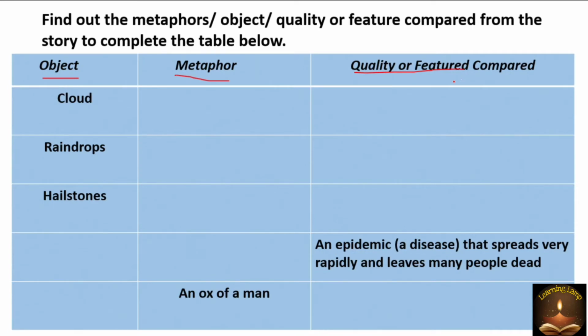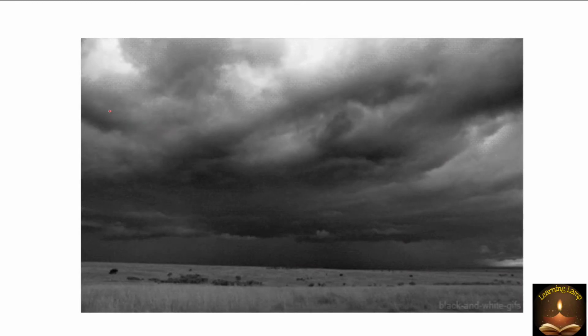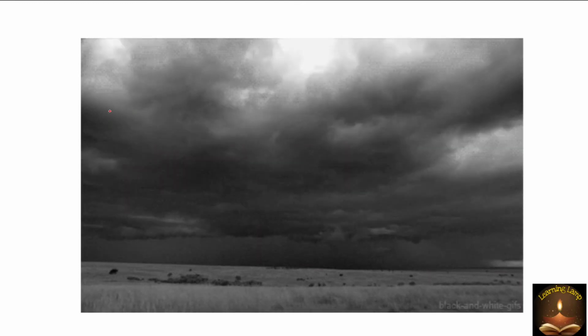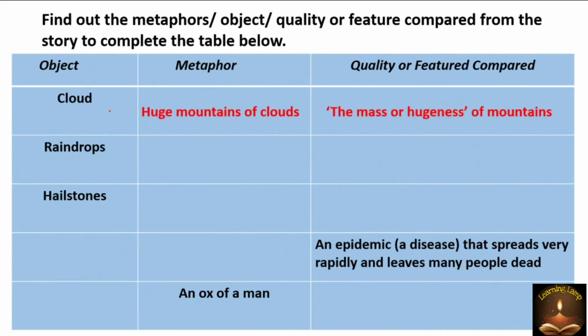So first, the object given is cloud. We have to find out from the story the metaphor used for the word cloud. As you know, when Lencho looked at the sky, he could see the huge mountains of clouds approaching. That means the clouds were as huge or as big as the mountains in the sky. So here cloud is compared to the huge mountains, and the quality or feature compared is the mass or hugeness of the mountains.